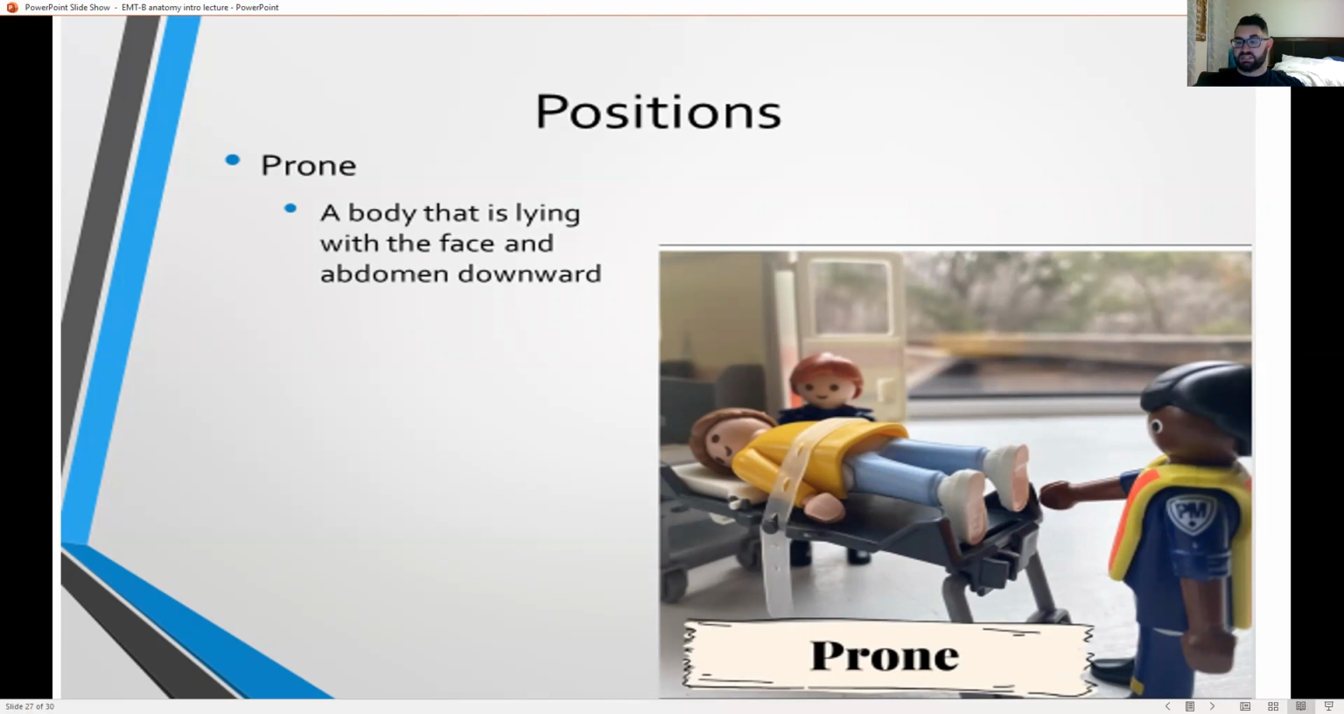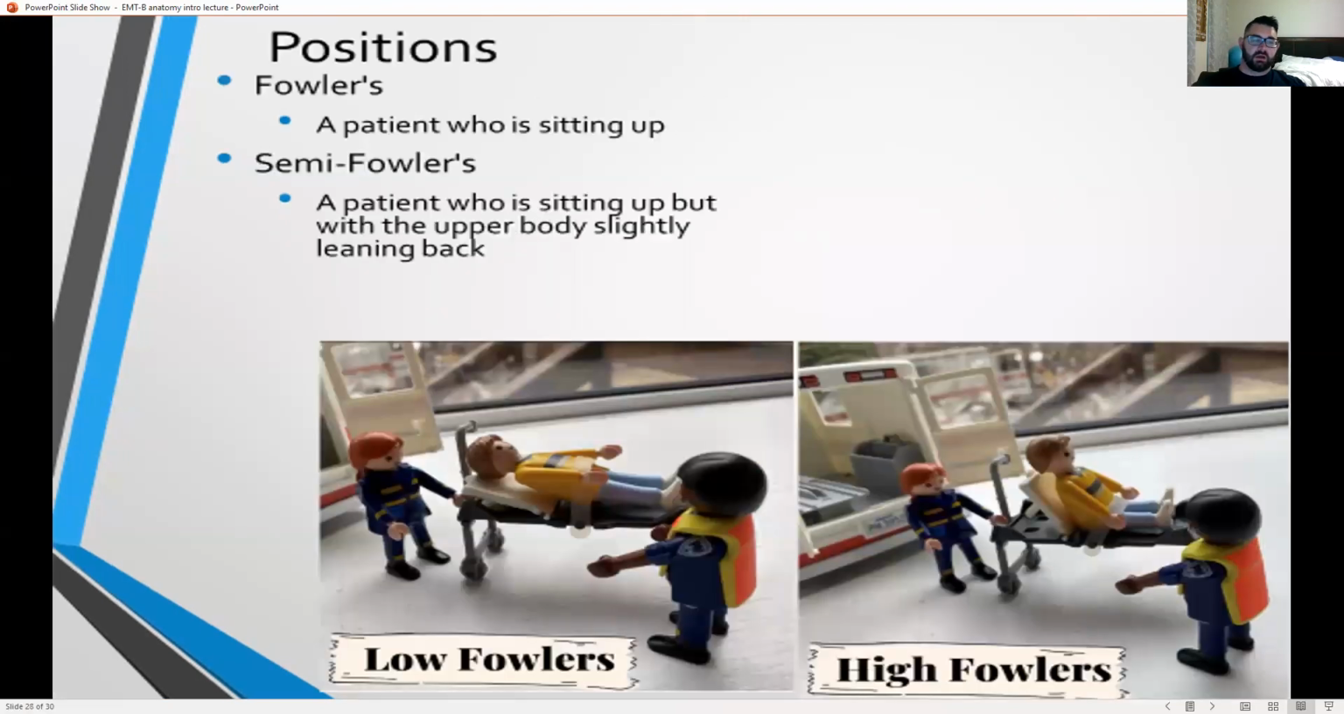So if we notice the patient is prone or laying face down, we want to go ahead and manage that and get them in a supine position as quick as possible so that we can examine their airway. But we also want to make sure their cervical spine is being taken care of as well. All right, other positions. We're almost done with our first little lecture here.